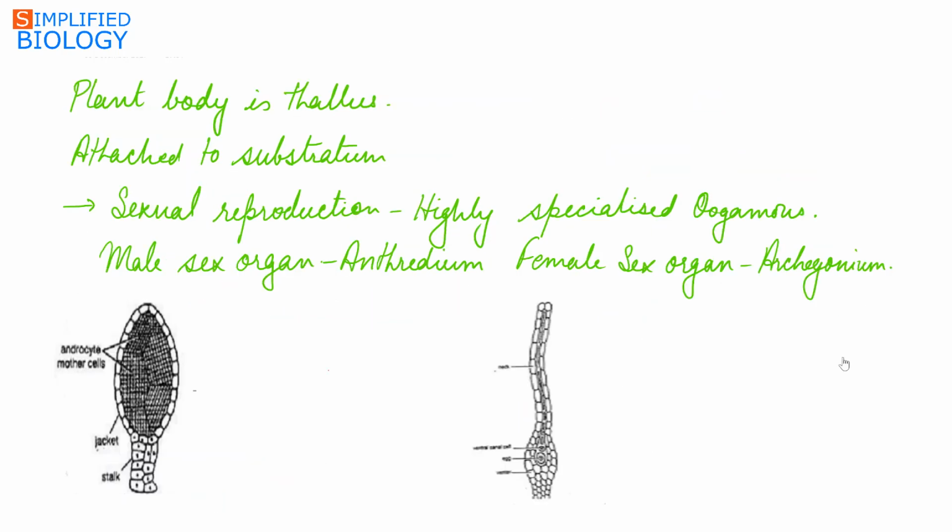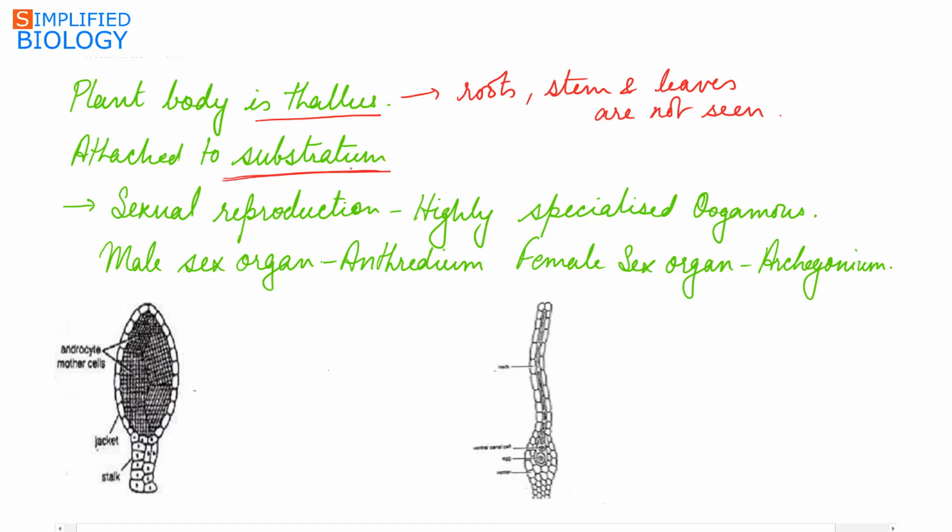Now, the plant body of a bryophyte is a thallus. That is, it is not differentiated into roots, stem, and leaves. They are attached to the substratum, the surface on which they grow, by means of rhizoids. Rhizoids are unicellular in the lower forms and multicellular in the higher forms.